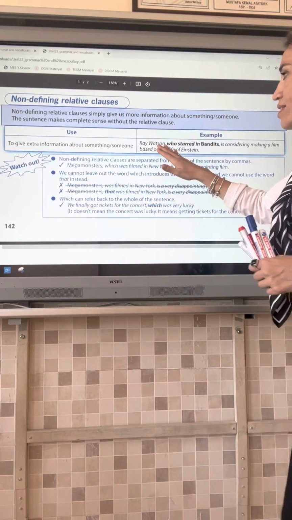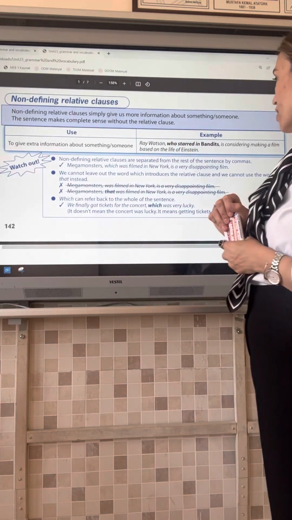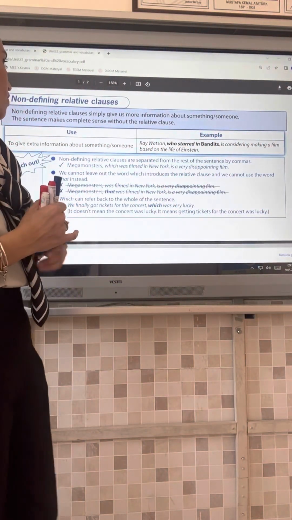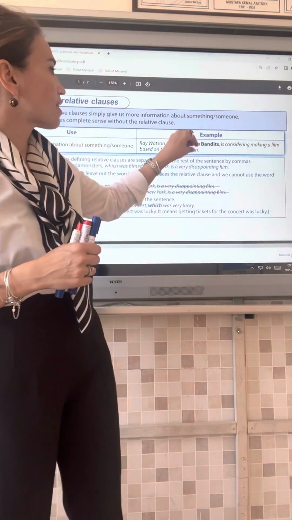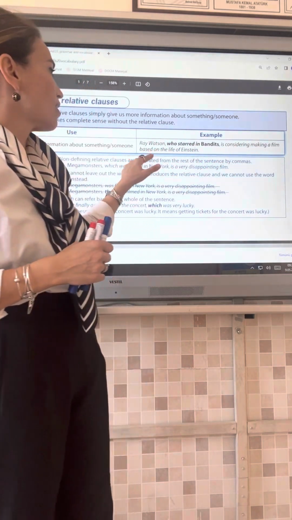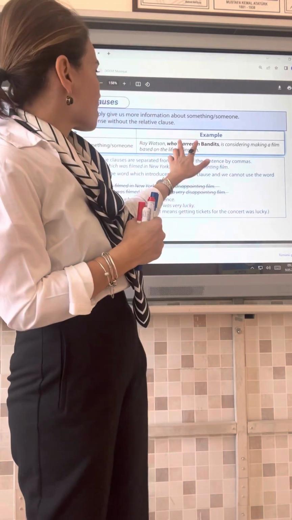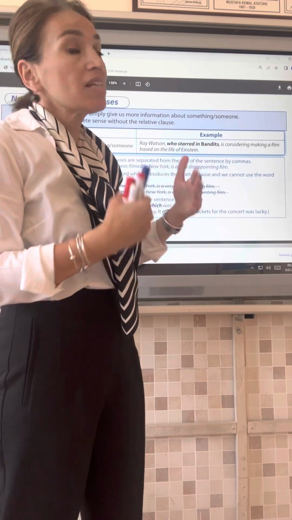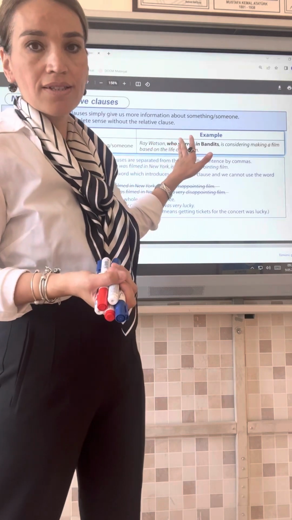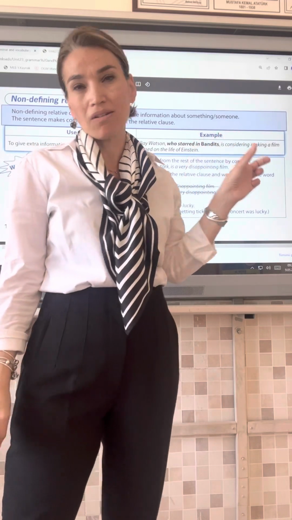Our example is: Ray Watson, who starred in Bandits, is considering making a film based on the life of Einstein. Alright, when you take the relative clause out of your sentence, Ray Watson is considering making a film based on the life of Einstein, it still makes sense. But this extra information gives us more knowledge about Ray Watson, just in case you don't know that particular detail. Okay?